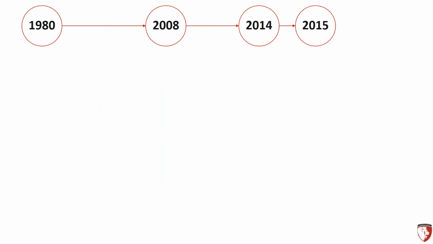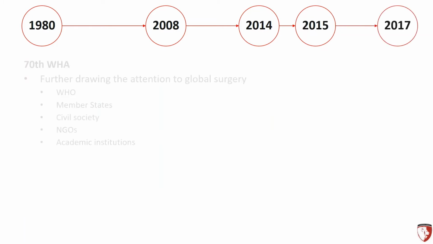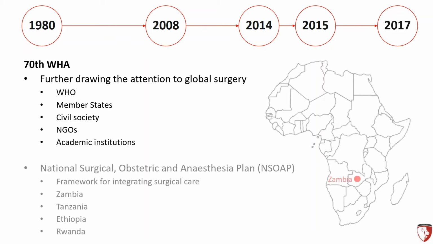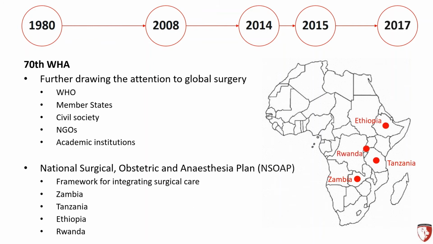In 2017, the 70th World Health Assembly marked another big step towards achieving safe surgical care for all, with multiple stakeholders including member states, NGOs and academic institutions further drawing the attention to global surgery. Zambia, Ethiopia, Tanzania and Rwanda were the first countries to announce their national surgical, obstetric and anesthesia plan, a framework for integrating surgical care in a country's health agenda.